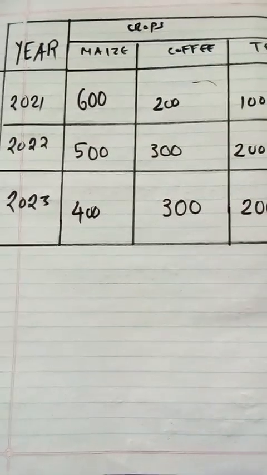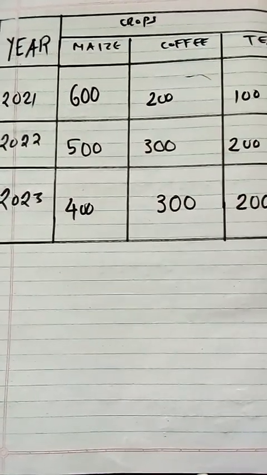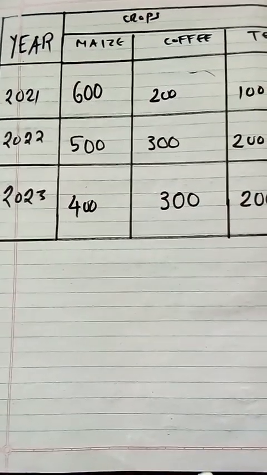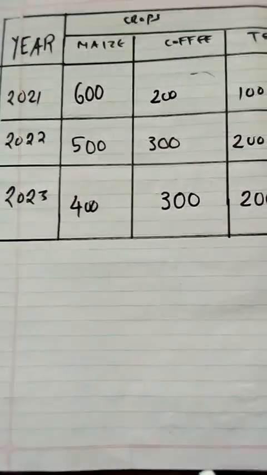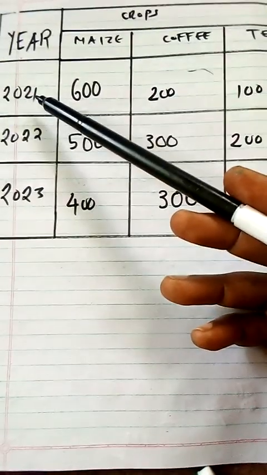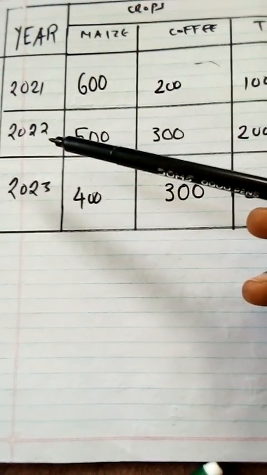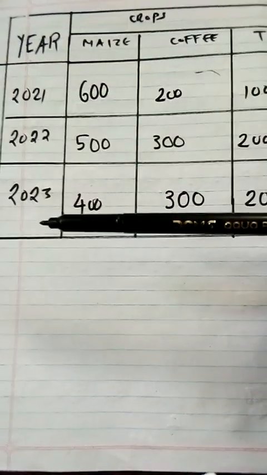So to draw a compound bar graph, first we need to find the total of the data for each year. This means we have different crops, but for 2021 we should know the total of the crops, for 2022 we should know the total of the crops, and for 2023 we also need to know the total of the crops.